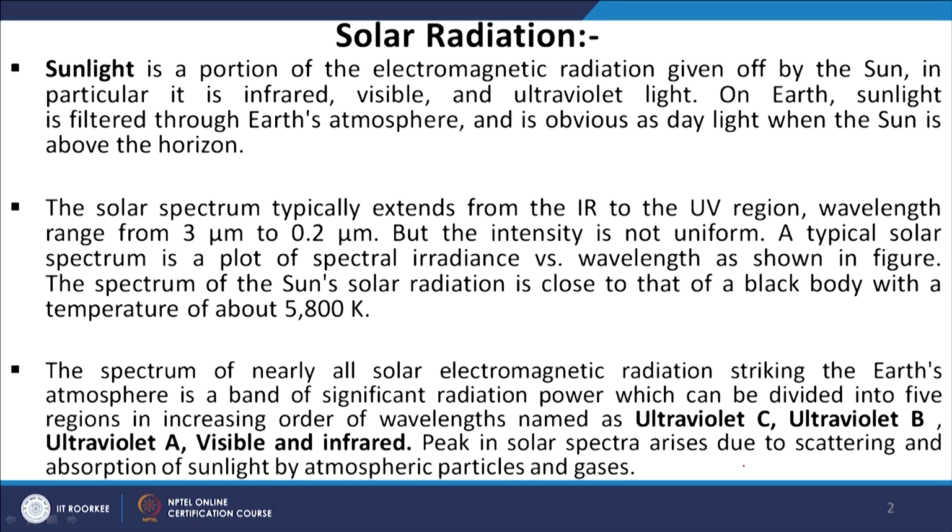The spectrum of nearly all solar electromagnetic radiation striking the earth's surface is a band of significant radiation power, which can be divided into 5 regions in increasing order of wavelength, named as ultraviolet C, ultraviolet B, ultraviolet A, visible and infrared. And these classifications are due to the order of wavelength. Peaks in the solar spectra arise due to the scattering and absorption of sunlight by atmospheric particles and gases.